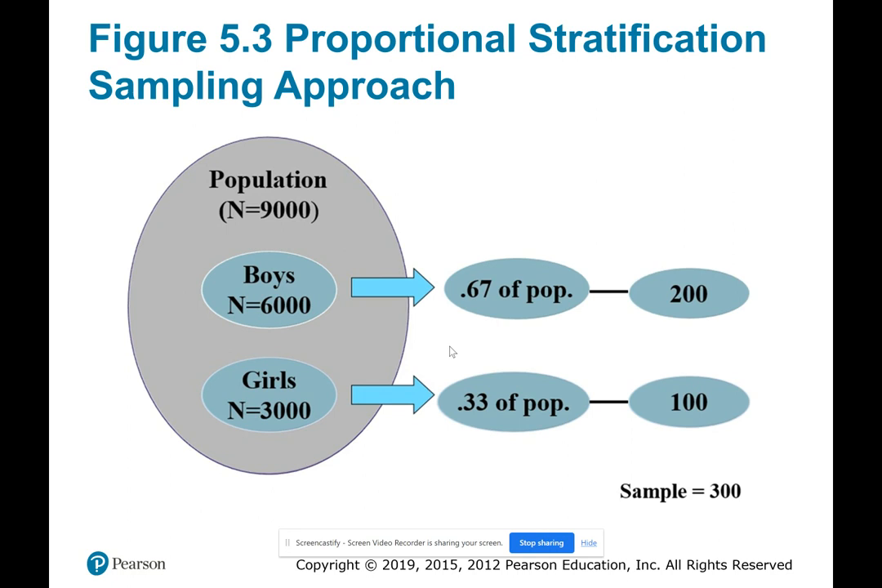Well, then they went ahead and stratified and took a sample from each of those groups to represent the overall population. And so girls represented about a third, and so they got 100 in their sample, and then boys represented about 2/3, and so they got 200. So your sample size would be 300, and so they both represent a third and 2/3 respectively.